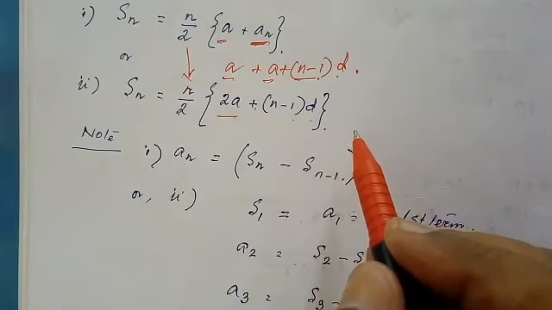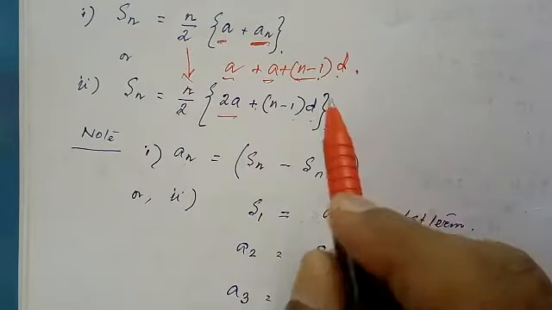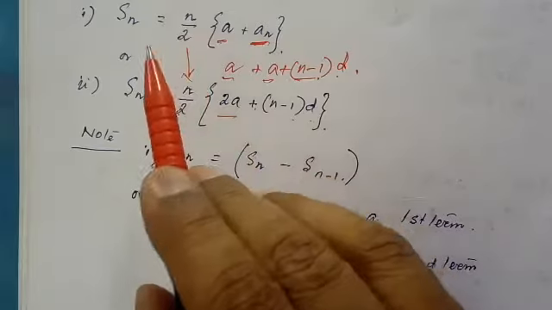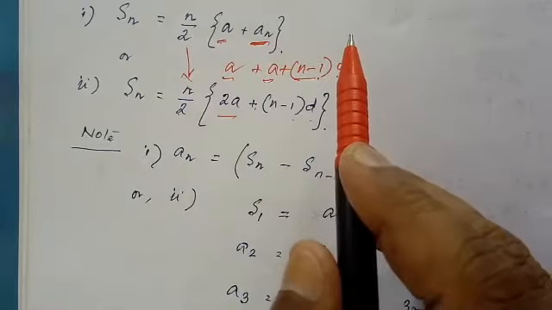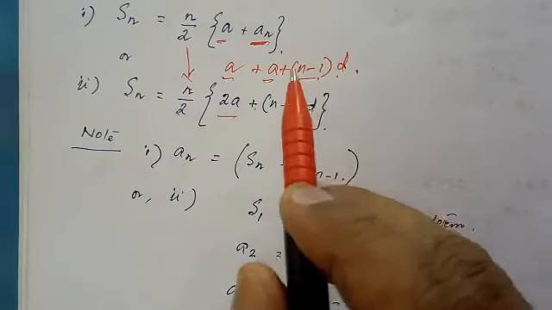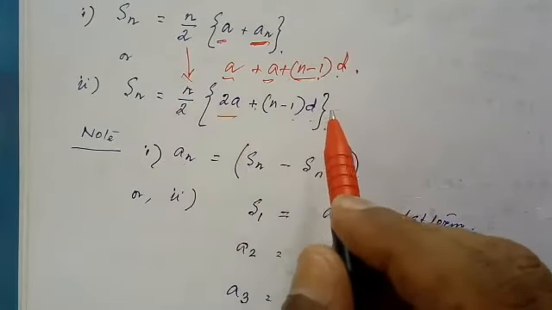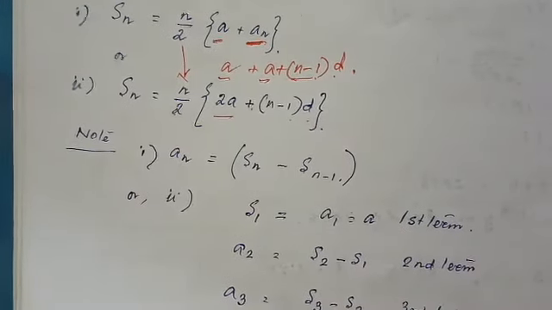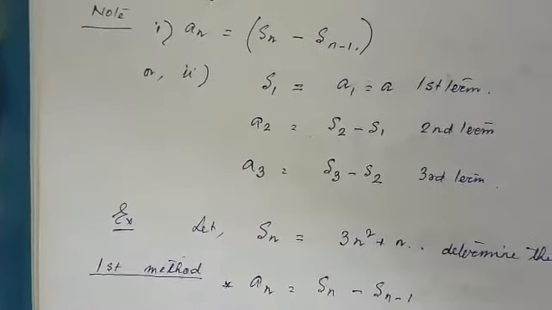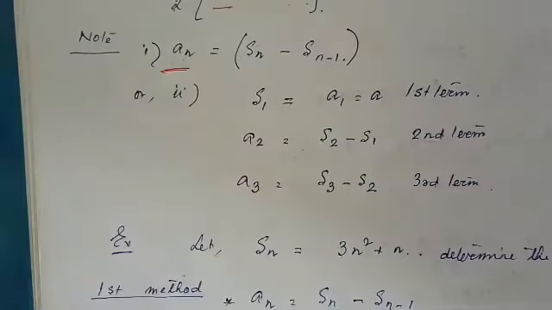So for the sum of the first n terms, I get two formulae. One, Sn is equal to n by 2 times (a plus an), or (a plus l), first term plus last term, or Sn is equal to n by 2 times (2a plus (n minus 1) into d). Now here we have to note this part: an, that is the nth term, can be obtained.